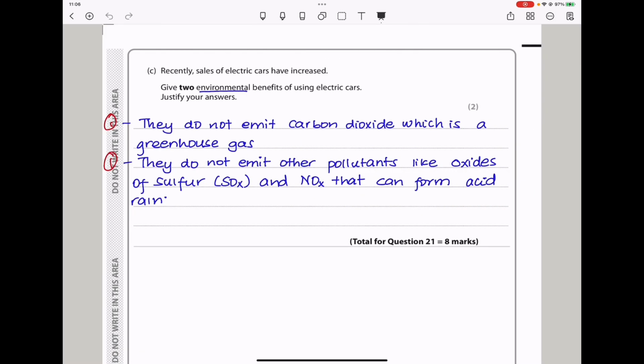Moving on. In part C, recently, sales of electric cars have increased. Give two environmental benefits of using electric cars and justify your answer. Electric cars do not emit carbon dioxide, which is a greenhouse gas, and they do not emit other pollutants like oxides of sulfur or nitrogen that could lead to acid rain. So this brings us to the end of question 21. Let's continue to question 22.